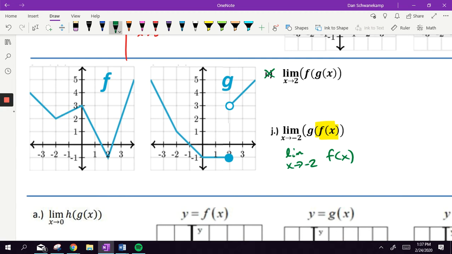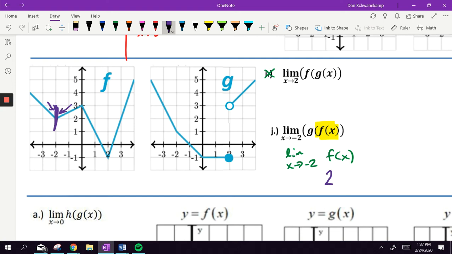Looks like 2. So if we go to my graph at -2, I'm walking this way, I'm walking this way. It's 2, but more specifically, remember, we don't really ever care what happens at 2. Which way are we approaching 2 from?